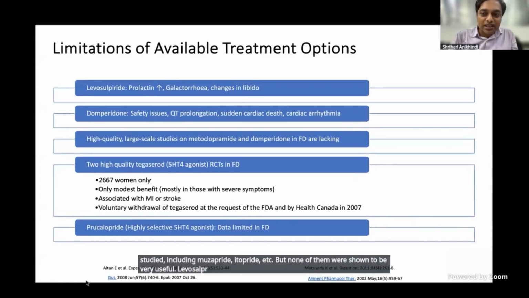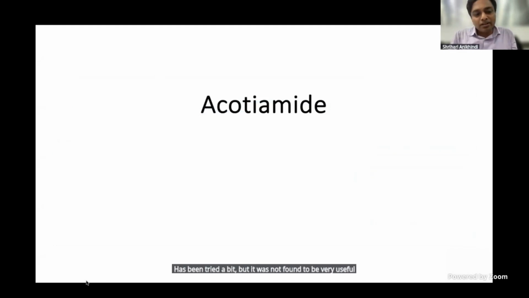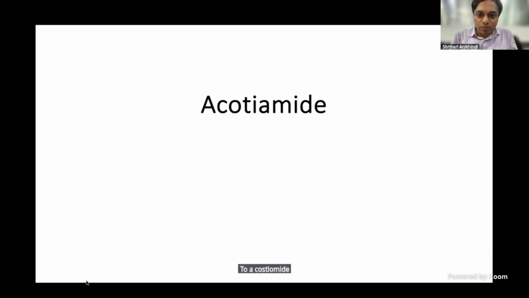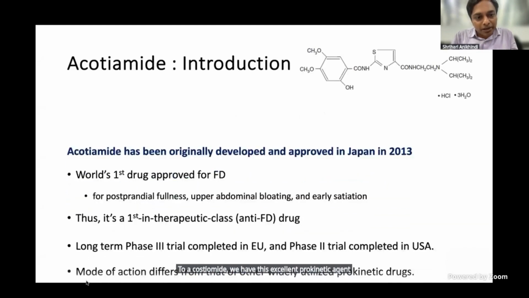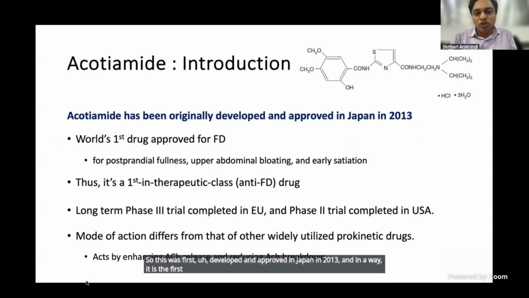Levosulpiride was tried, but there were a lot of side effects with levosulpiride. Domperidone again had a lot of side effects. Metoclopramide and prucalopride have been tried a bit, but were not found to be very useful. That is when most of us switched to acotiamide. We have this excellent prokinetic agent available in the market. It was first developed and approved in Japan in 2013. And in a way, it is the first drug which has been approved for functional dyspepsia with postprandial fullness syndrome.